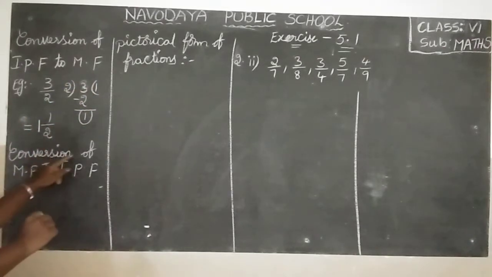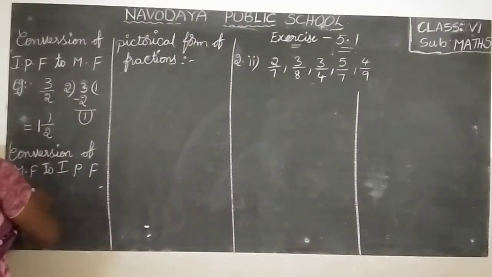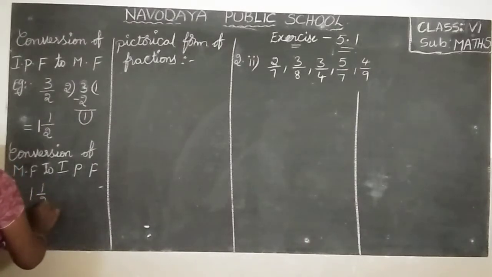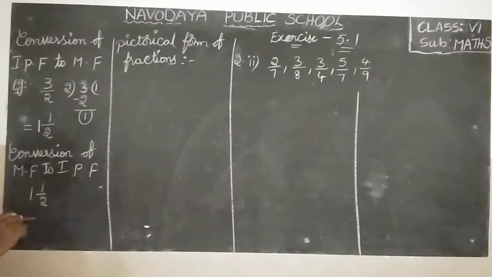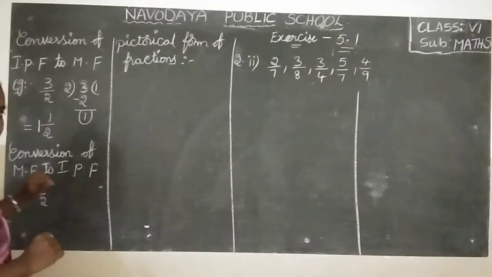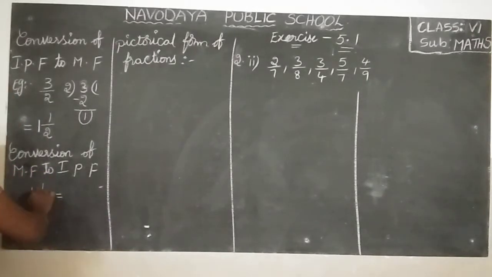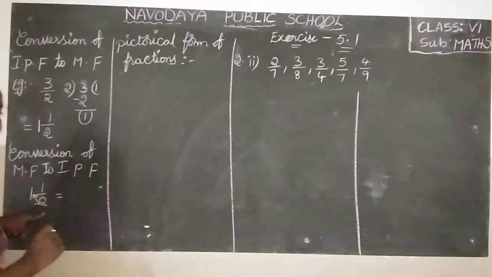Next, conversion of a mixed fraction to an improper fraction. So take 1 and 1 by 2. How do we convert this mixed fraction to an improper fraction? We have to multiply. What do we multiply? We multiply the whole number and the denominator of the fraction.